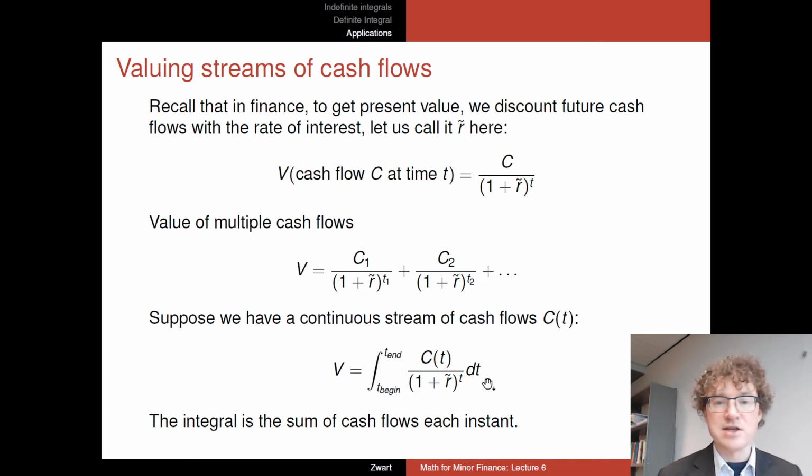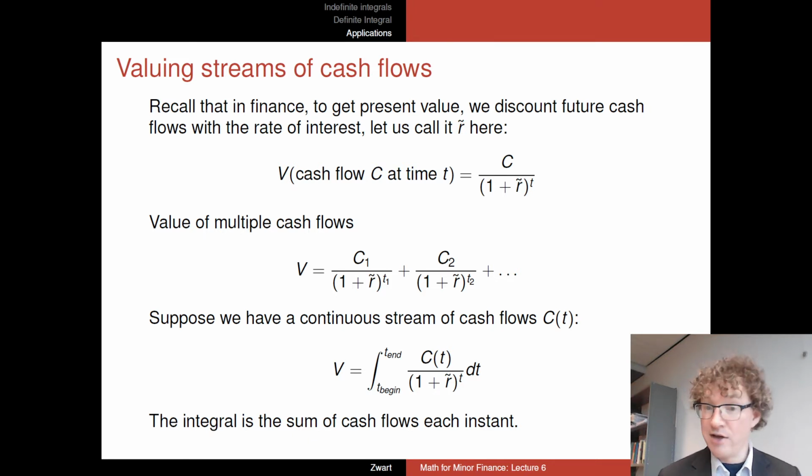Again, this integral is very close to, or will ultimately be equal to, the sum of all these cash flows flowing each instant and discounted, each with its appropriate discount factor, 1 plus r to the power t. And be careful, we are integrating here over the integration variable t, right? So t, which occurs over here and also occurs here in this discount factor, is a function of time, and we're integrating over time here. So this is an expression. It's also a definite integral.